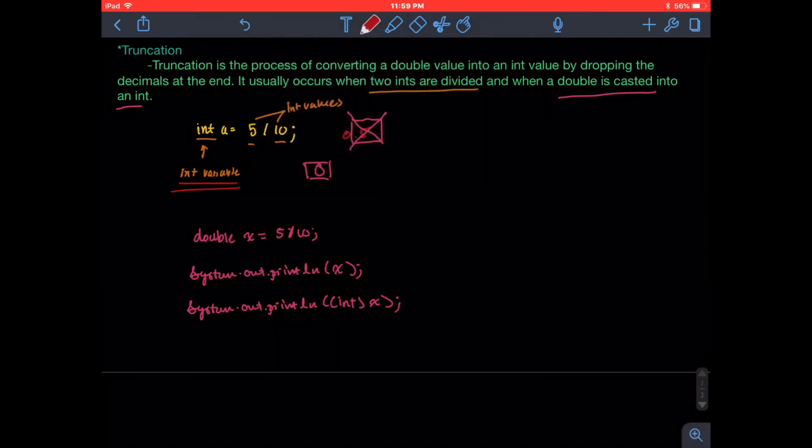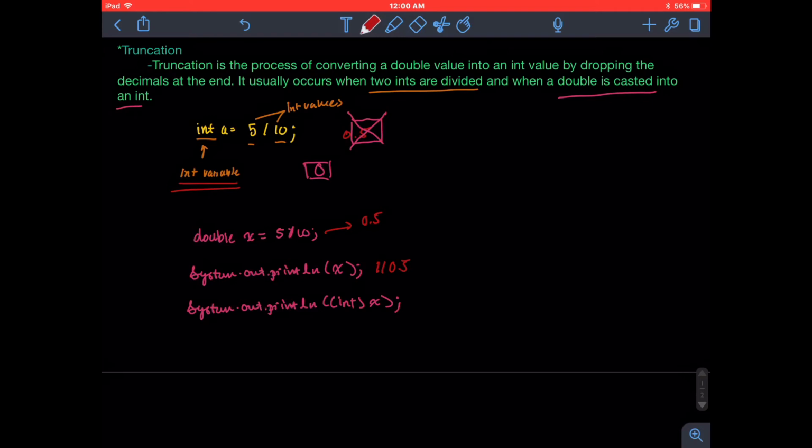Now, in regular math, this would turn out to be, again, 0.5. And since this is a double, it can hold decimal place values. So 0.5 would work perfectly inside of a double variable. So system.out.println x would simply print out 0.5. And the compiler is happy, and we're happy because we got the same results. So no logic errors, no compile errors, no runtime errors. It's all good to go.